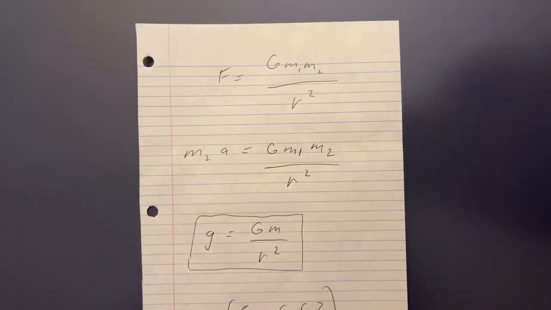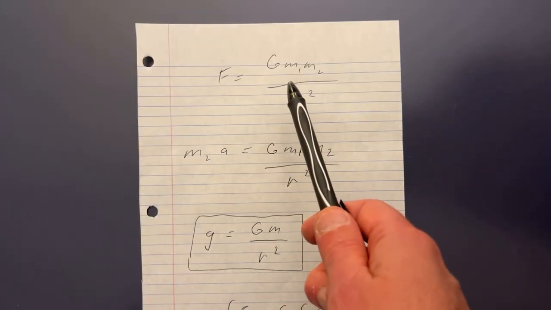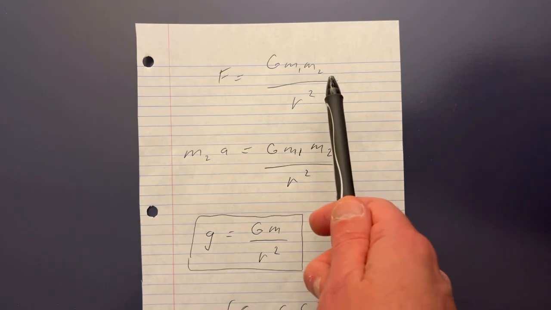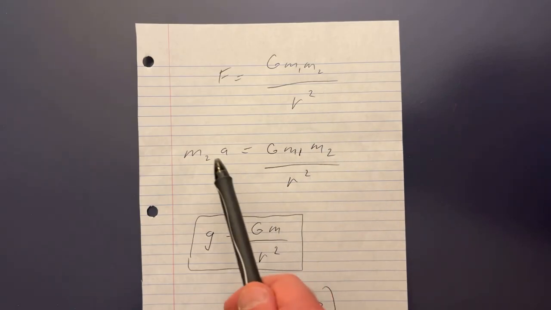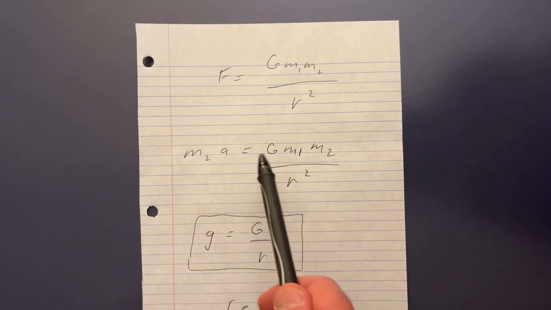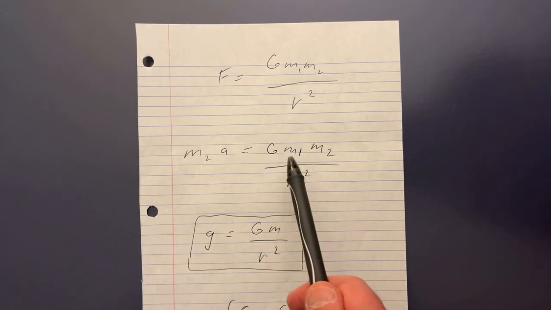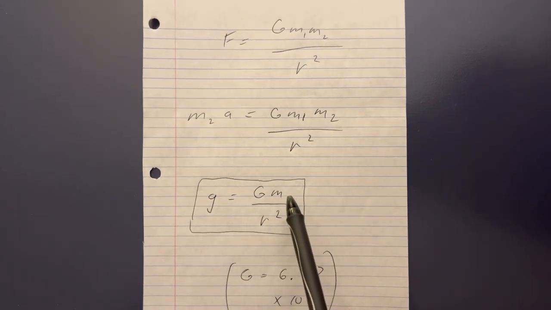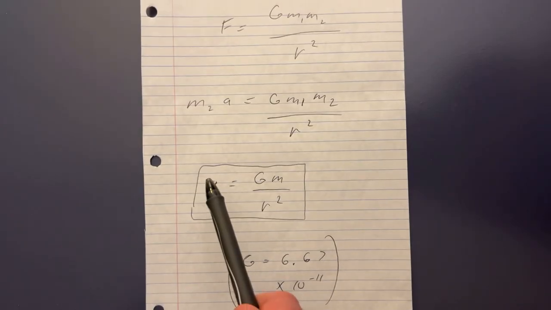And next page. Force equals gravitational constant times mass 1 times mass 2 divided by radius squared. Let's make mass 2 the object or the person that's on the surface of the planet. So force equals mass times acceleration. So mass 2 times acceleration equals gravitational constant times mass 1 times mass 2 divided by r squared. The mass 2's will cancel out. You just end up with gravitational constant times mass of the planet divided by r squared equals your force of gravity or acceleration of gravity.